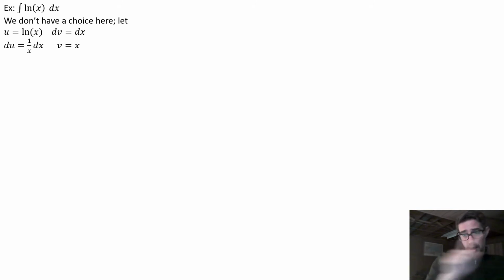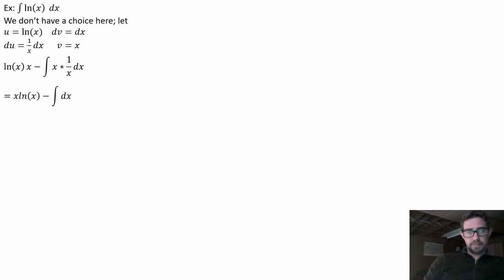So it's going to be uv minus the integral of v du. So that's ln of x times x minus the integral of x times 1 over x. And hey, would you look at that? x times 1 over x is just 1. How about that? So I just rewrote that as x ln of x minus the integral of just dx. So when you see the integral of just dx, just imagine there's a 1 there. Right? If there wasn't, it wouldn't do anything. But that's a little more clear to see that the integral of just dx by itself is x.